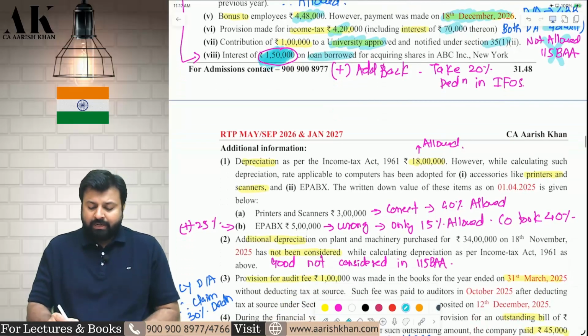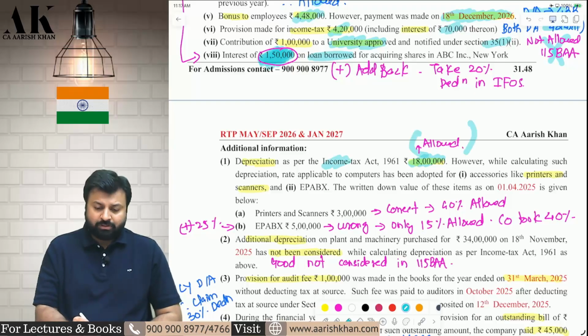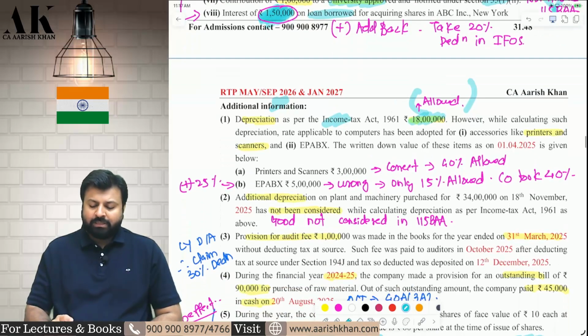Okay. Next one, depreciation of 18 lakh rupees as per Income Tax Act is there. So you can claim the deduction because this information is given in additional information. You have to separately compute. Now, some mistakes they have done. Let's see whether that is a mistake or not.